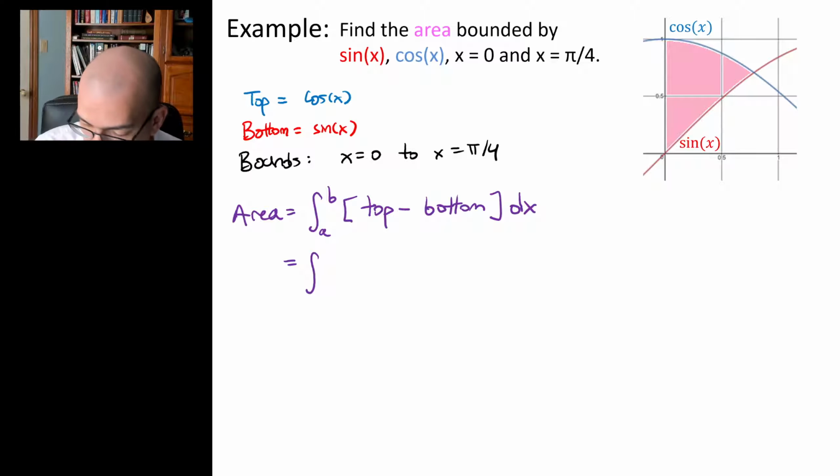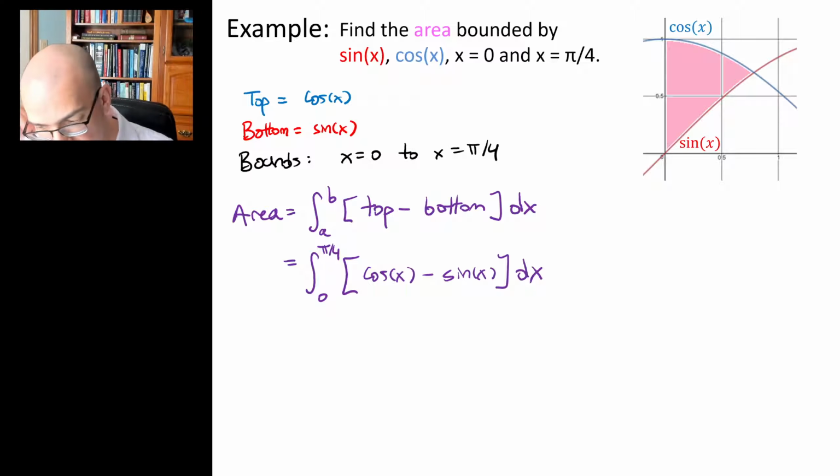So we have the integral from 0 to pi over 4, the smaller x value to the larger x value. And then our top function is cosine of x. Our bottom function is sine of x, integrated with respect to x. Now, it just so happens that these functions cross at pi over 4. Cos of pi over 4 is 1 over root 2. Sine of pi over 4 is also 1 over root 2.